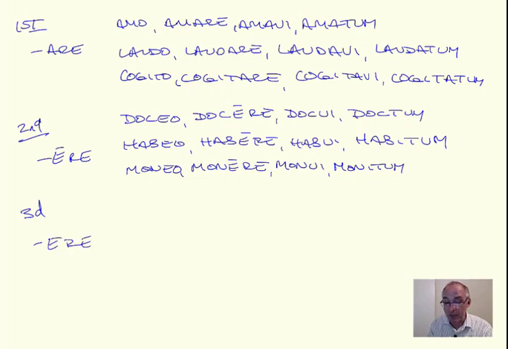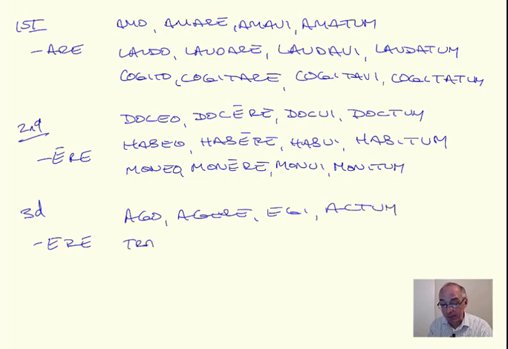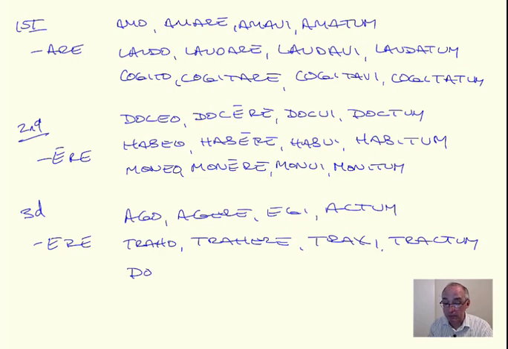And now the third conjugation, which has a short, I say short and I write long, excuse me, short -ere. And those are words like ago, agere, egi, actum. Traho, trahere, traxi, tractum. And duco, ducere, duxi, ductum.